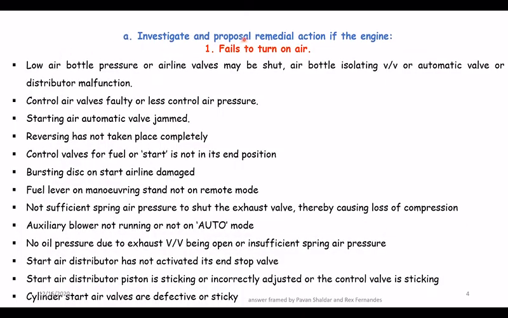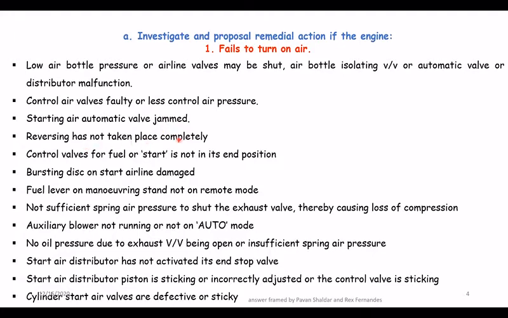Investigate and propose remedial action if the engine fails to turn on air. What will you do? How will you investigate, and what remedial actions if the engine fails to turn on air? So low air bottle pressure or airline valves may be shut. Air bottle isolating valve or automatic valve may be malfunctioning, so you rectify that. Control air valves faulty or less control air pressure, rectify the control regulator, basically the pressure regulator. Starting air automatic valve jammed, you have to overhaul it.